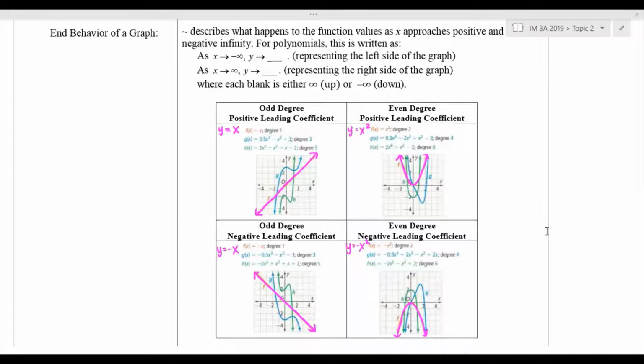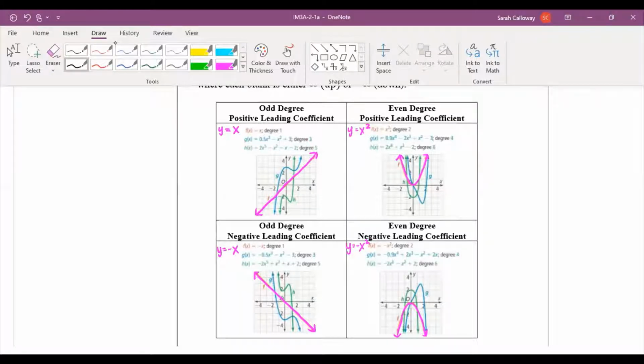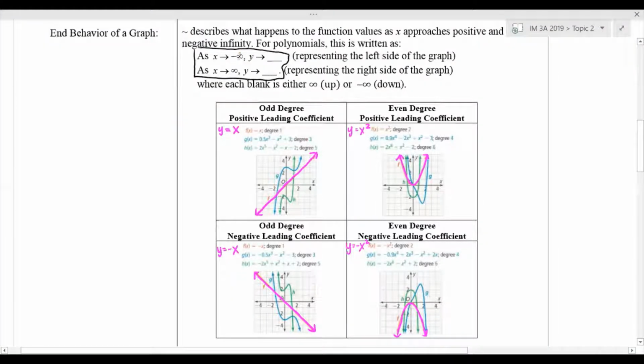And so when we write end behavior, we write it like this: as x approaches negative infinity, y approaches something. And as x approaches positive infinity, y approaches something. So this negative infinity with x represents the left side of the graph. So when I'm identifying end behavior as x approaches negative infinity, it's saying on the left, where y is going, and it's either up or down. So we're going to write positive infinity if it's going up, or negative infinity if it's going down.